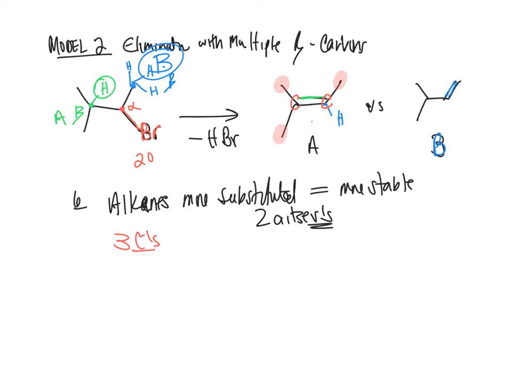Draw in the two carbons that make up the double bond in compound B. So there's your carbon and there's your carbon that make up the double bond in compound B. In total, how many R groups are attached to these carbons?